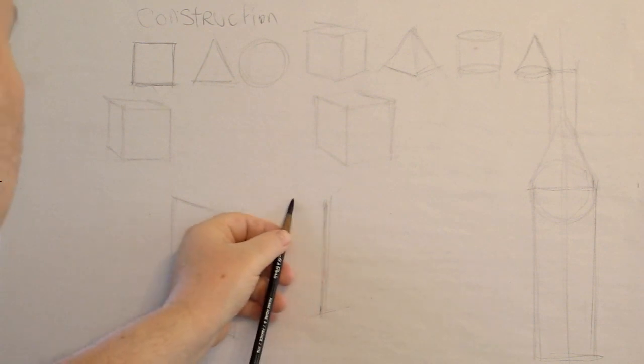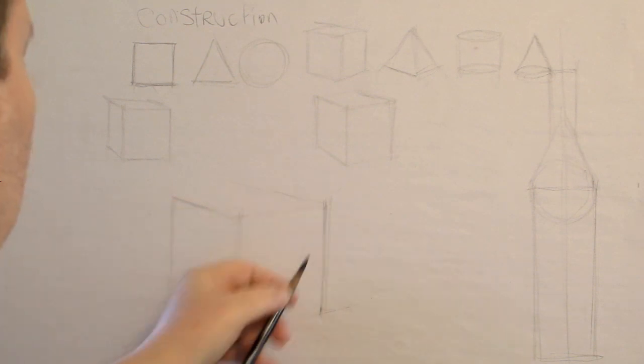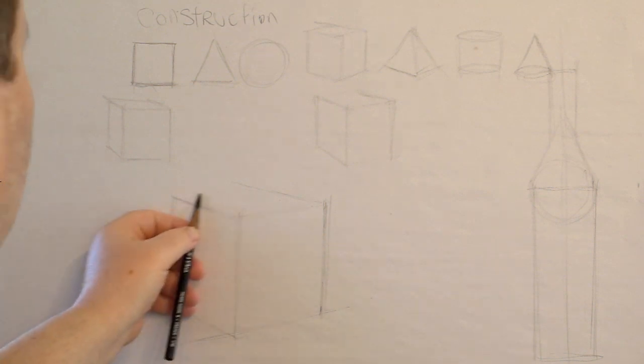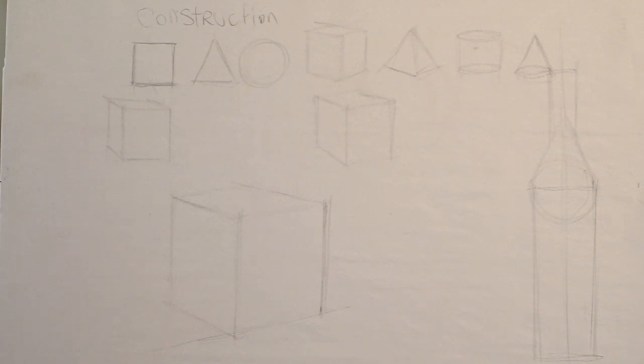So we're going to go ahead and draw our box over here. We got that angle going to the left, this angle going to the right.